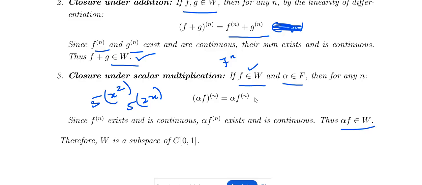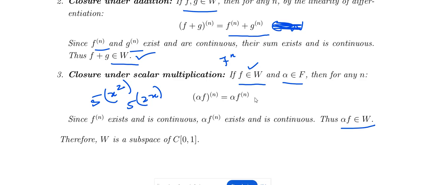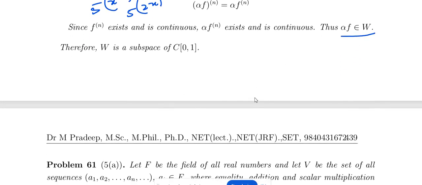Now this is the property: f plus g whole power n equals f power n plus g power n. So the corresponding function f plus g should belong to W. That is the nature of W. Then alpha f belongs to W. So scalar multiplication and closure both are satisfied, so this W is called a subspace. Okay.